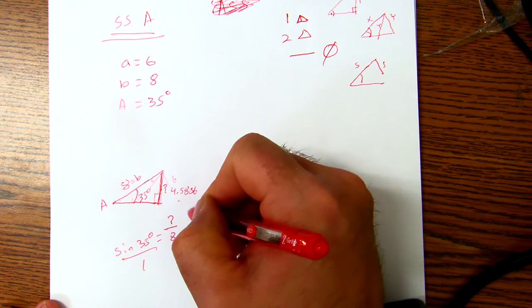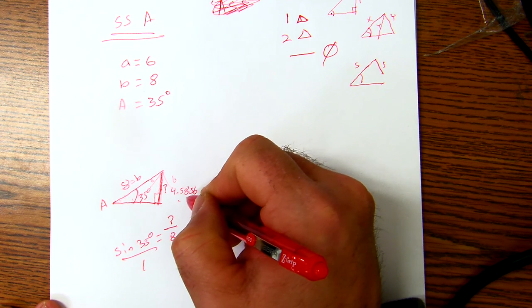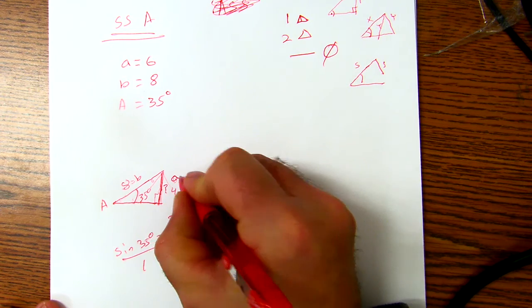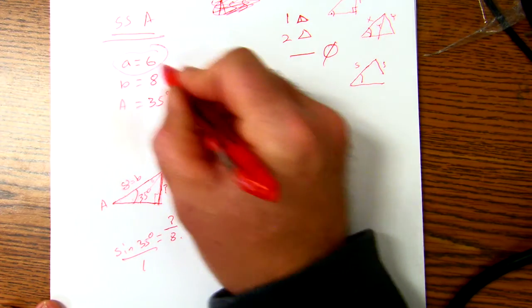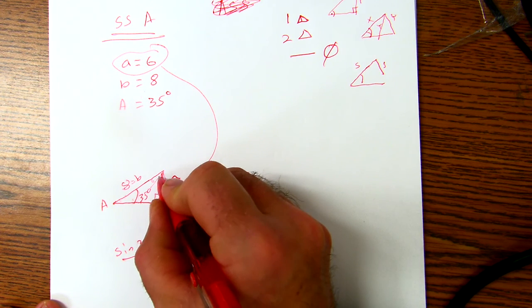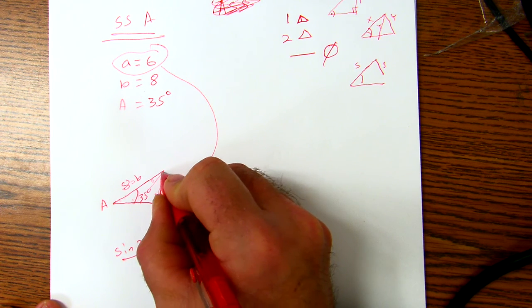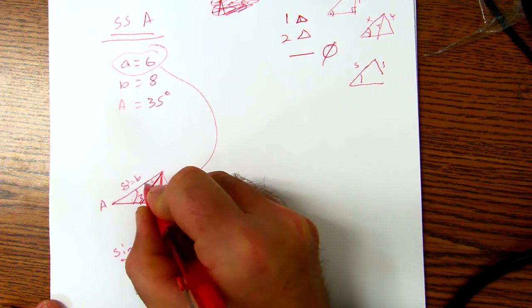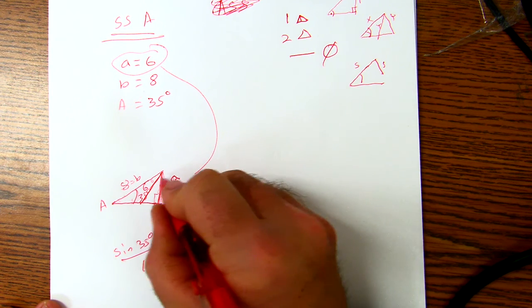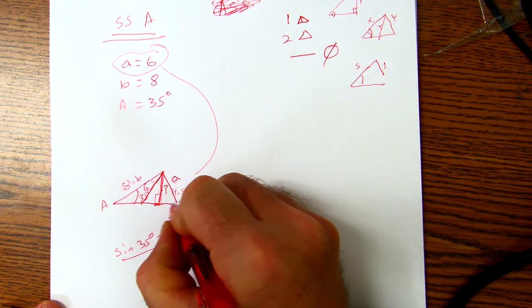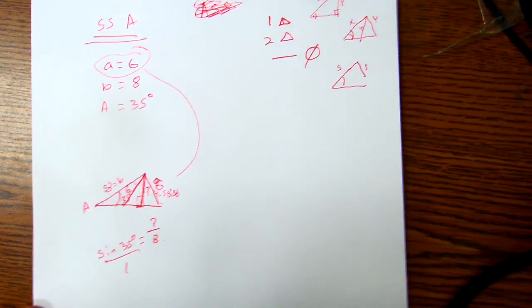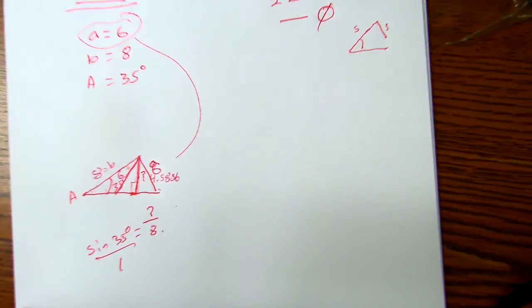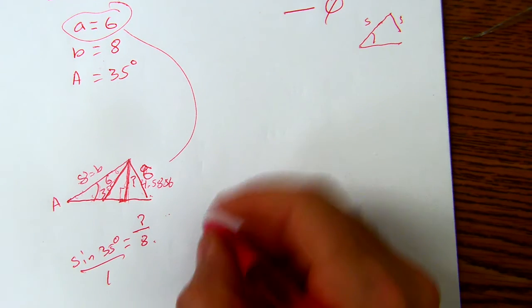But here's the deal. My side A wasn't 4.5886. My side A was 6. What that tells me is I have a 2-case situation. 6 could come back in here, or 6 could come back over here. Those are my 2 triangles. Maybe I'll even draw them separately.